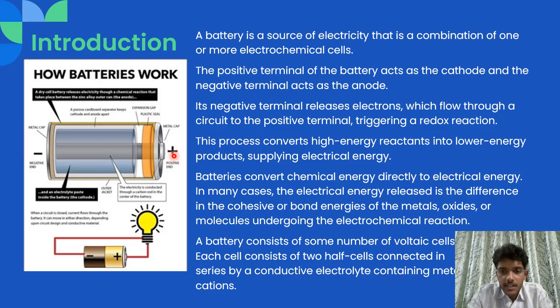In many cases, the electrical energy released is the difference in the cohesive or bond energies of the metals, oxides, or molecules undergoing any chemical reactions. A battery consists of some number of voltaic cells. Each cell consists of two half cells, connected in series by conductive electrolyte containing metal cations. This electrolyte is used to enable flow of electrons from one half cell to the other.